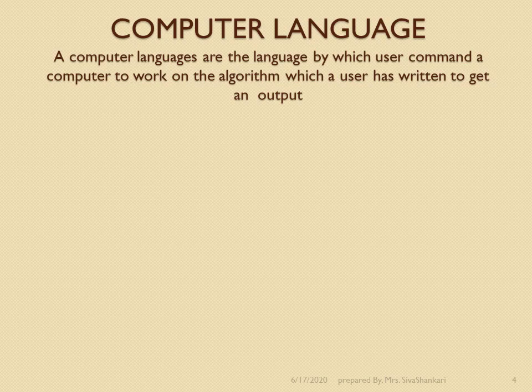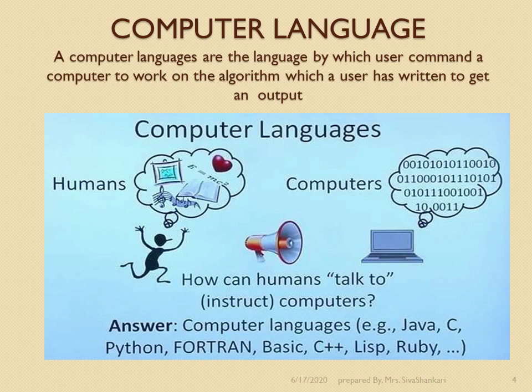So the human uses their own language. It cannot be understood by the computer because a computer can understand only machine code, that is zeros and ones. How will the computer understand? So humans created different languages so that those languages can easily communicate between human and computer. So what are those languages? They are Java, C, C++, Python, Fortran, etc.